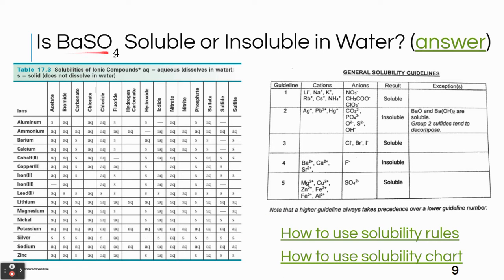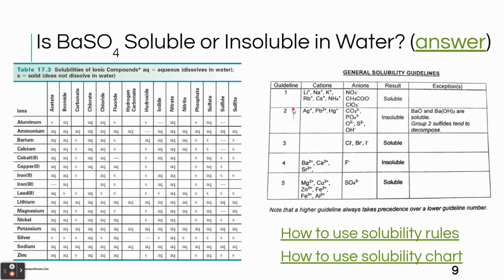So let's look at barium sulfate. We're going to figure out if it's soluble or insoluble in water. Using the general solubility guidelines table here, we compare both ions to each other and see what they want to do. Barium is over here, and notice it wants to be insoluble. Sulfate, on the other hand, is over here and wants to be soluble. So they're arguing. Barium wants to be insoluble. Sulfate wants to be soluble.